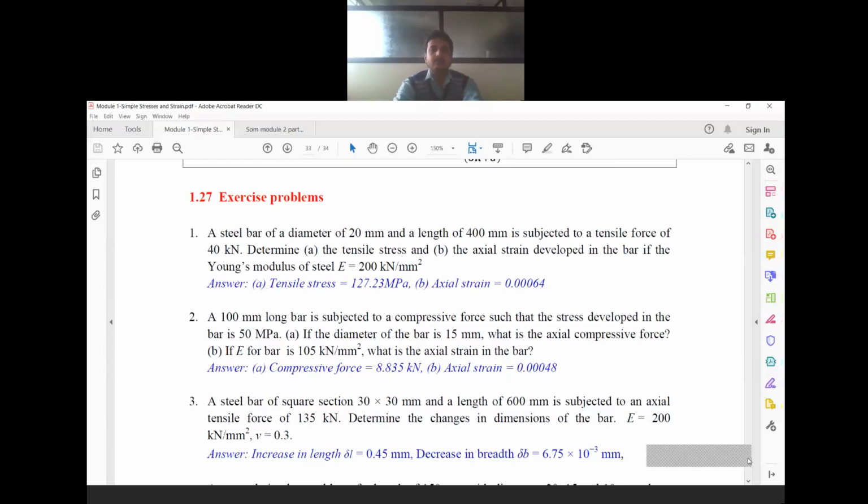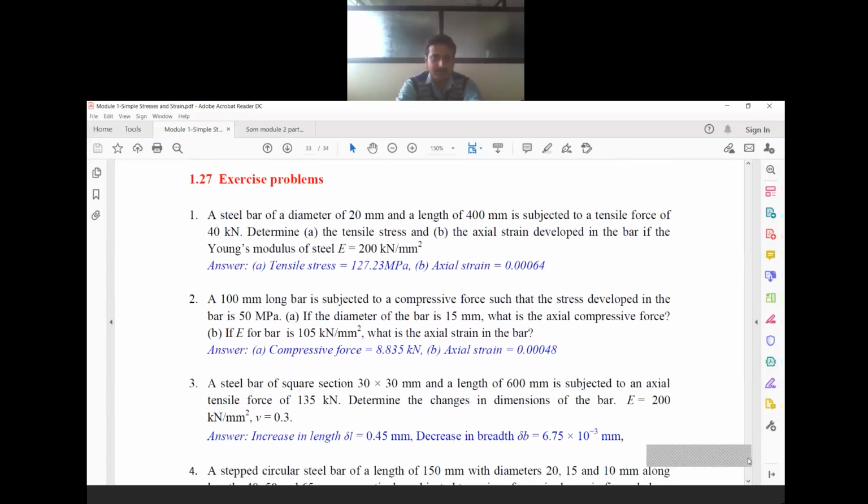So my suggestion is you clarify your doubts then and there itself, because the concepts you learn in the first class, first module, will be the basis for the second module. So if you have doubts in the first module itself, it will be very difficult for you to understand the second module.